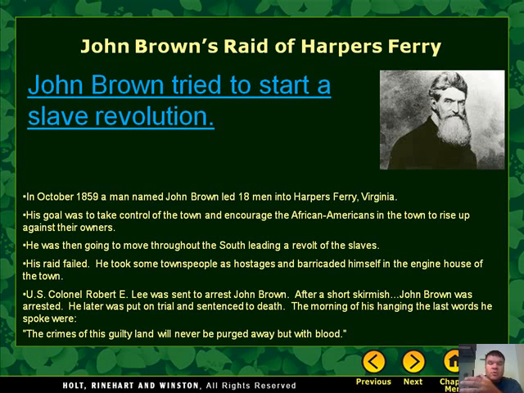After a short fight between the soldiers and John Brown's men, John Brown was arrested. He was later put on trial and sentenced to death. And the morning of his hanging, the last words he spoke were, "The crimes of this guilty land will never be purged away but with blood." Basically saying that the question of slavery will not be answered until there's some more bloodshed, until there's a war. And this is in 1859. This is 2 years before the Civil War starts.